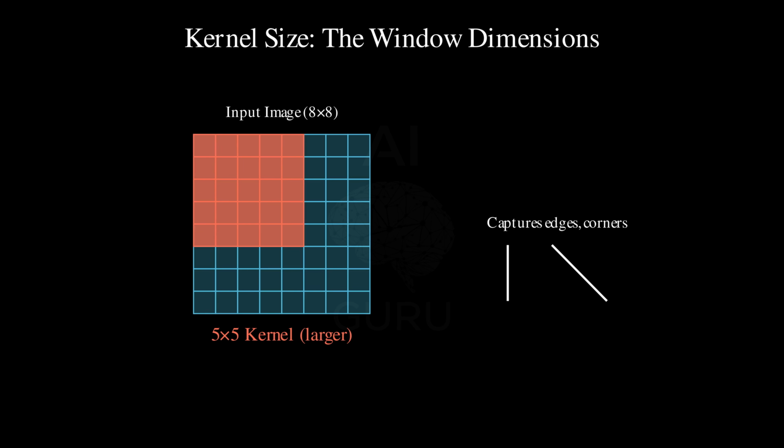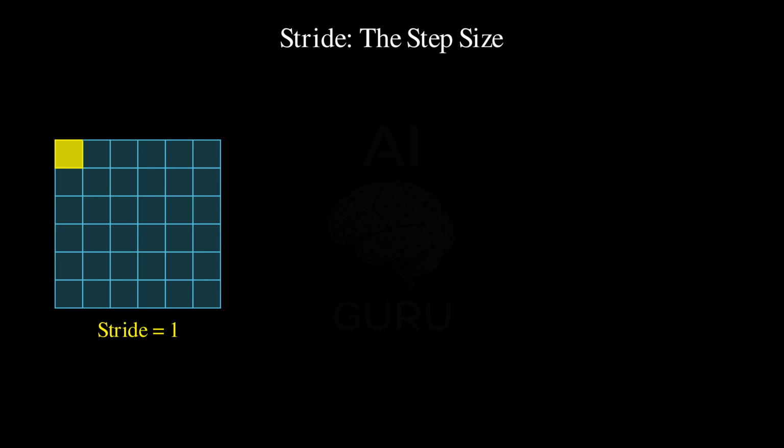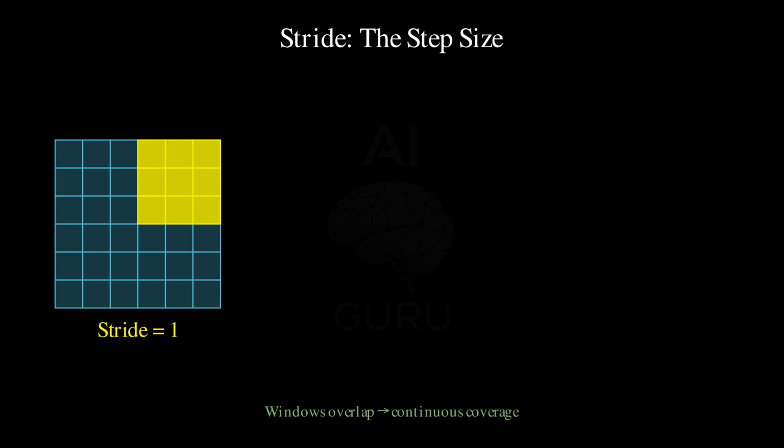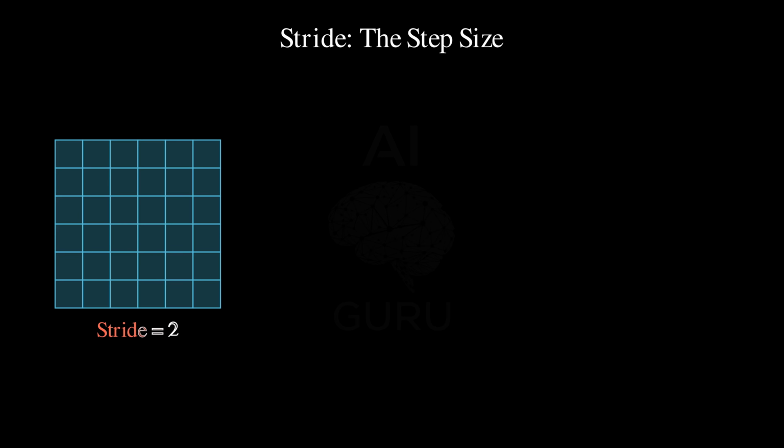Exactly. The second parameter is the stride. That's the step size. It's how many pixels you skip when you slide that kernel to the next position. Usually just 1 or 2. Yep. A stride of 1 is very common because it lets the windows overlap so you get this nice continuous coverage. And the third one is padding.